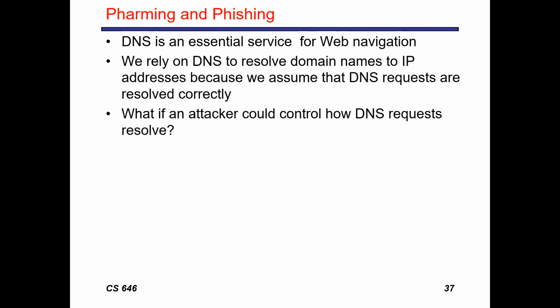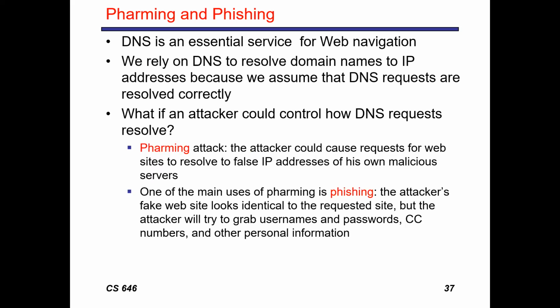However, you can think of a scenario where an attacker can control these DNS requests that are being resolved by the DNS server. So what will happen in that case? The attack is called the pharming attack. In this attack, the attacker can cause the requests of the websites to resolve to a false or fake IP address, and that IP address will belong to the attacker's own fake web server.